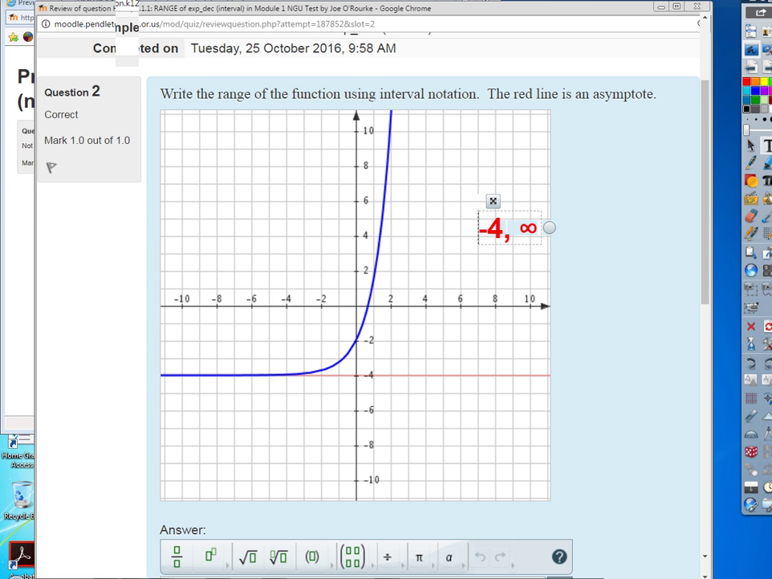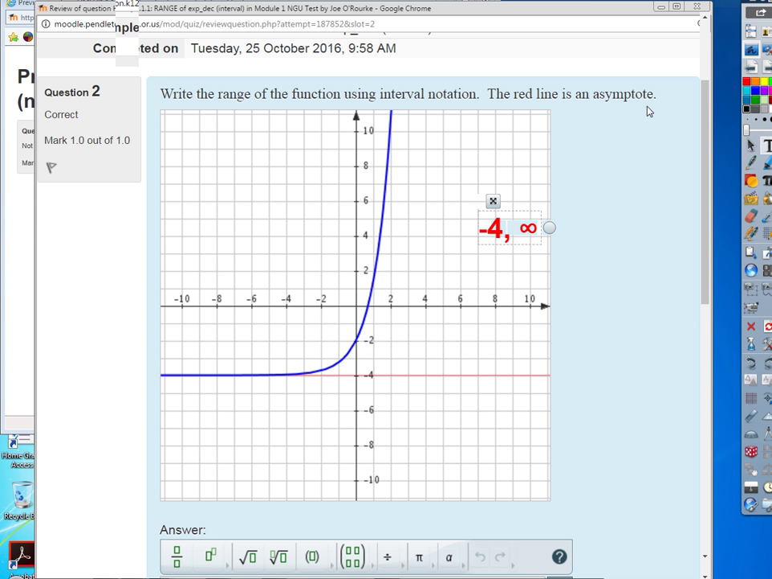Okay, right now let's talk about this. It kind of looks like a bracket, because a bracket would mean it includes the value, right? But it's not, because it's an asymptote, the red line. What does that mean again? That it never reaches it. So as we go to the left along this function, the function keeps getting closer and closer to a y value of -4, but never gets there.